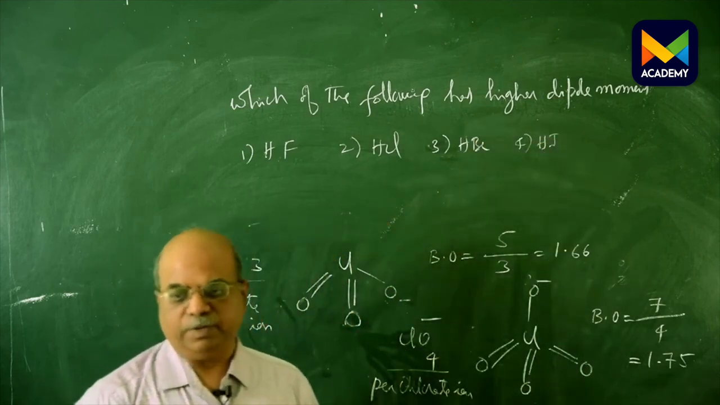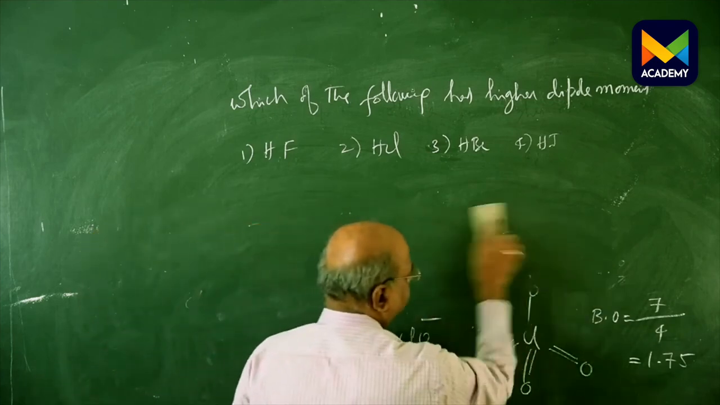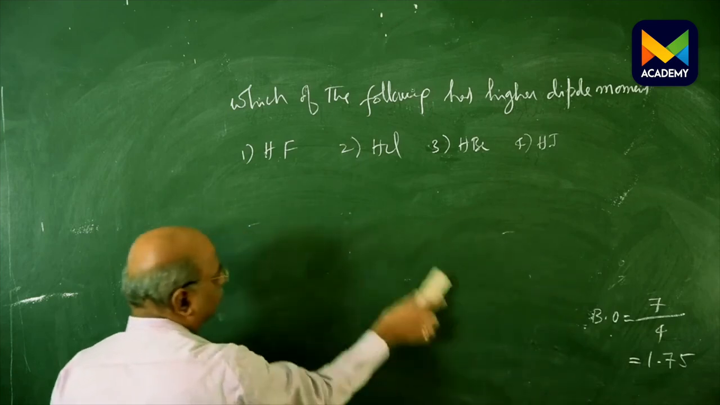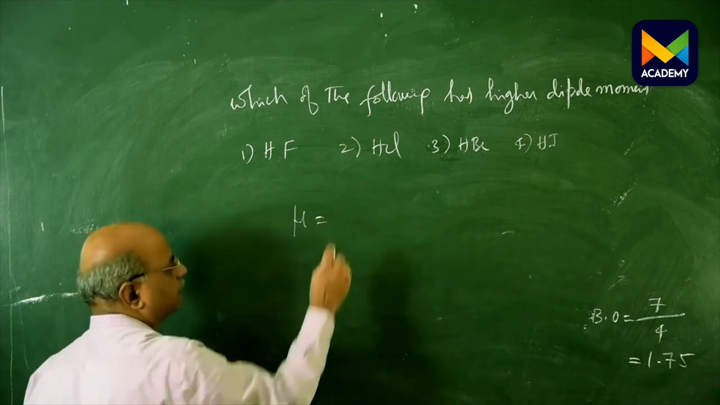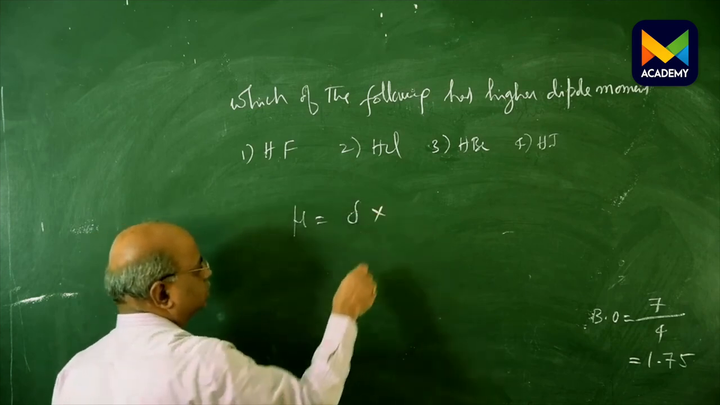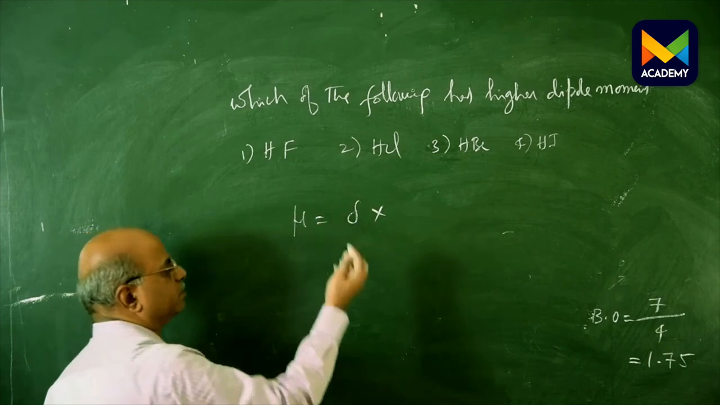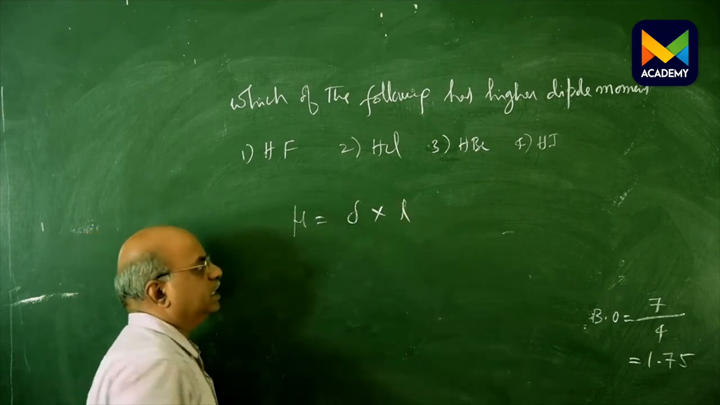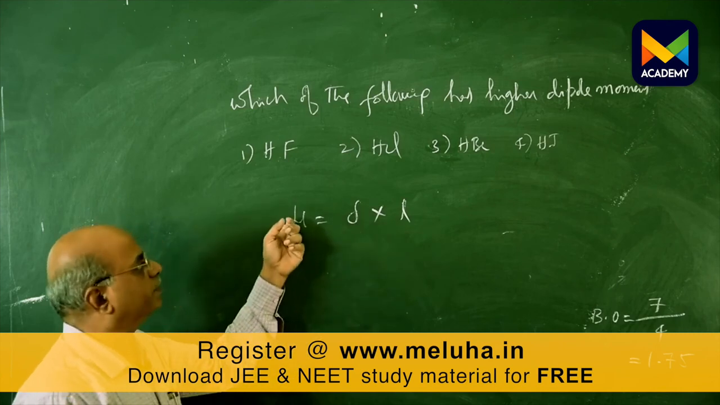The meaning of dipole moment is, it talks about the polarity of the molecules. Dipole moment is defined, mu is the symbol we use, as the product of the charge on one of the atoms making that bond and the distance between the two atoms. So delta into L, this product is taken as the dipole moment.